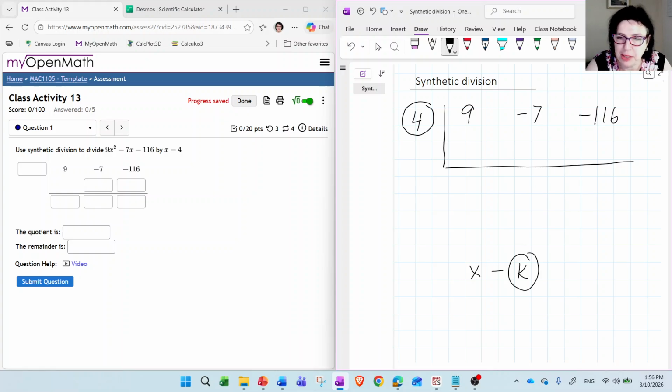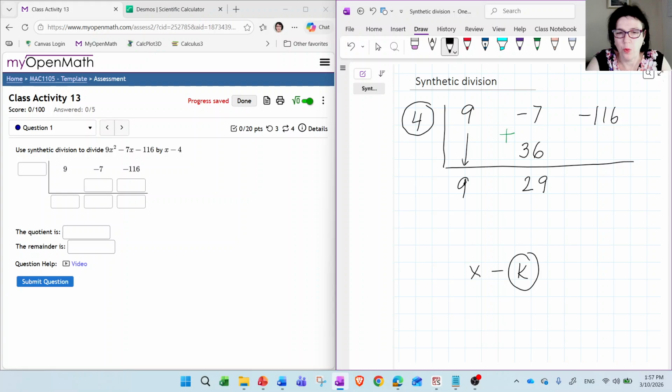All right, the next thing you do is you're going to bring this 9 down over here. Then you're going to multiply what you got, which is 9, by the circled number. So 9 times 4, that's 36. You're going to write that here. Once you do that, you're going to add up negative 7 and 36. So what's negative 7 plus 36? I think that would be 29.